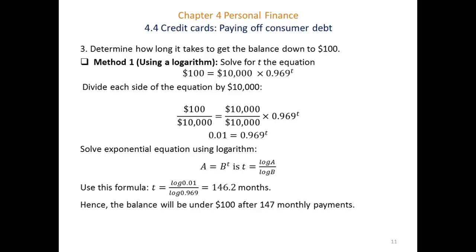Solve the exponential equation using a logarithm. If a equals b to the power of t, then t is equal to the common logarithm of a divided by the common logarithm of b. Using this formula, t is equal to the common logarithm of 0.01 divided by the common logarithm of 0.969, which is equal to 146.02 months. The balance will be under $100 after 147 months of payments.